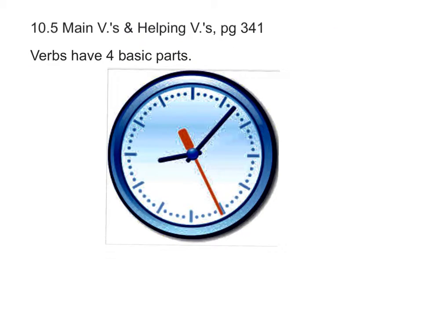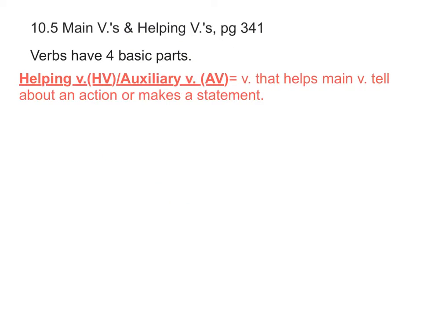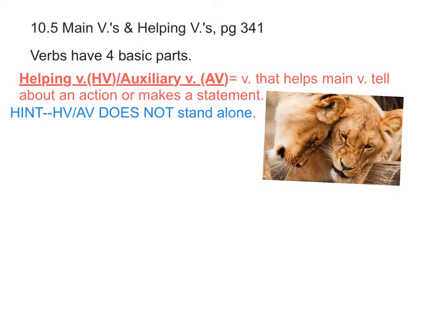Definition time. A helping verb, an auxiliary verb, is a verb that helps the main verb tell about an action or makes a statement. Hint, a helping verb doesn't stand alone, meaning it has a partner. Hint, it's part of a verb phrase.